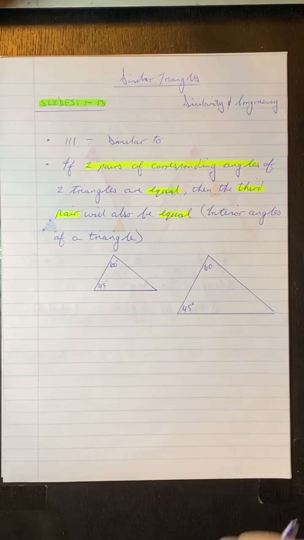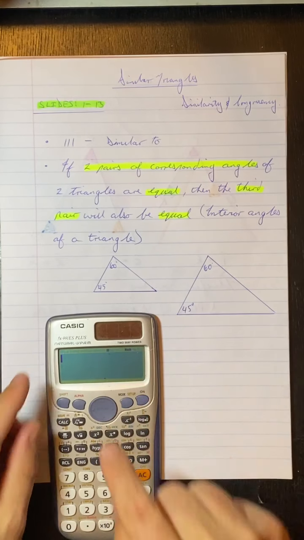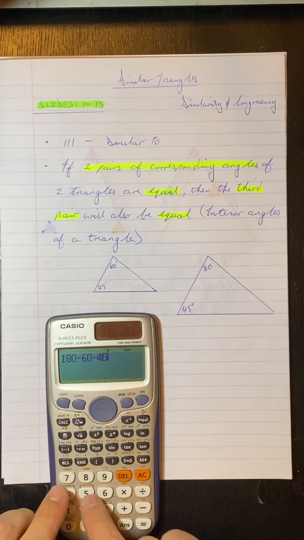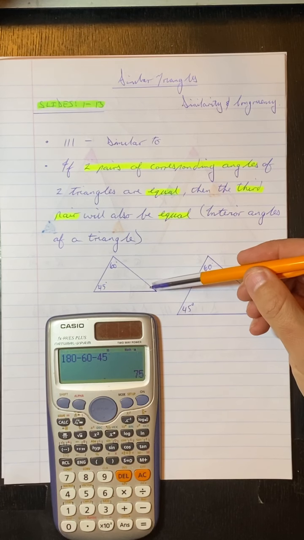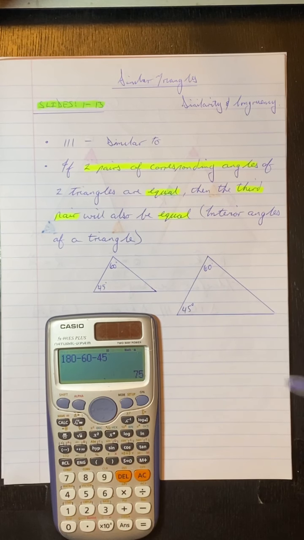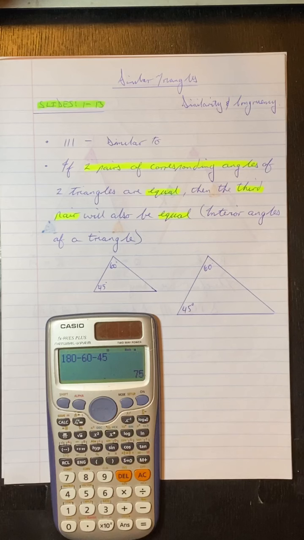Because you know that angles in a triangle add up to 180. So for this one over here, if I go 180 minus 60 minus 45, I get 75. So that angle will be 75. It will be exactly the same for this triangle over here. This will also be 75. So you don't have to be given the third angle. If you're given two pairs are equal, the third angle will automatically be equal.